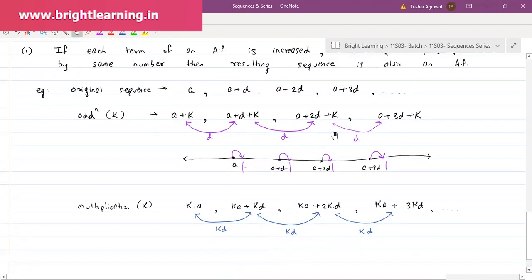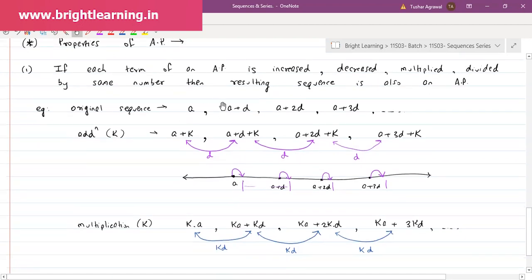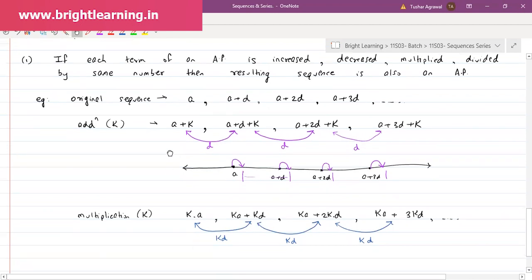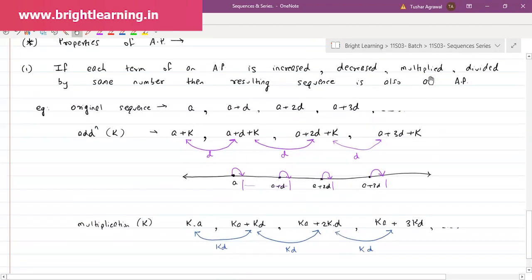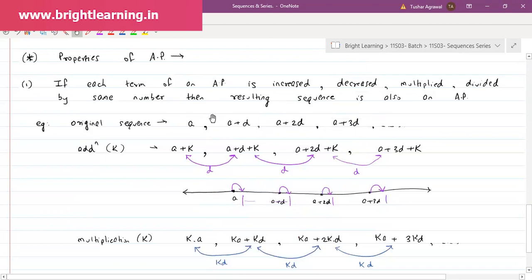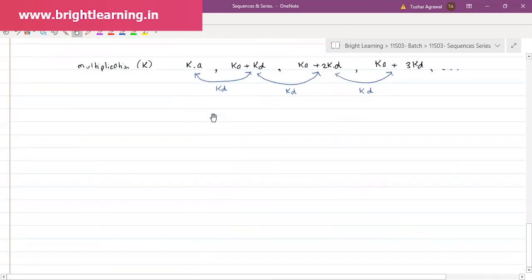This result is true mainly for non-zero numbers. If you add zero or subtract zero, you're not doing anything; you get the same sequence only. Division by zero is not defined. And if you multiply a sequence by zero, all the terms will become zero. That is a trivial result, but it will still be an AP only: 0, 0, 0, 0, 0, 0. All the terms are the same, so this is still an AP. So this is a generalized result. We need not bother.